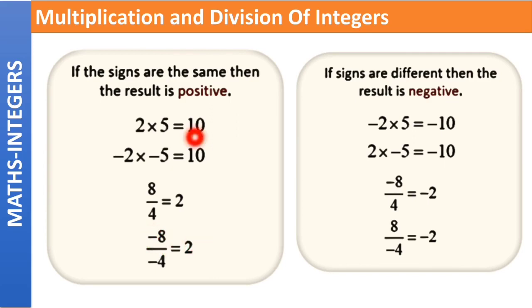Understood, class? If we have both same signs in multiplication or division, the result will be positive. It is in which case? It is only in the case of multiplication and division. If the signs are different, then the result is negative.